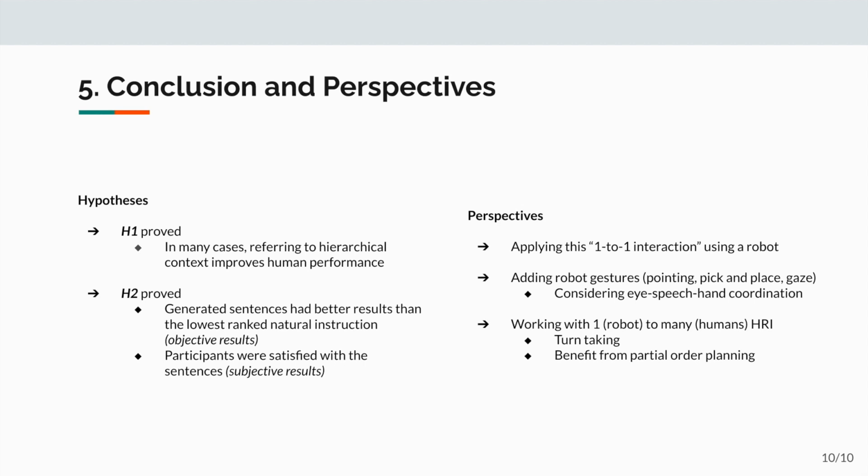As for the perspectives, we hope to apply this one-to-one interaction using a robot, also adding robot gestures like pointing, picking, and placing a gaze while considering eye-speech hand coordination. And finally, considering working with multiple human agents while considering turn-taking and benefiting from partial order planning.